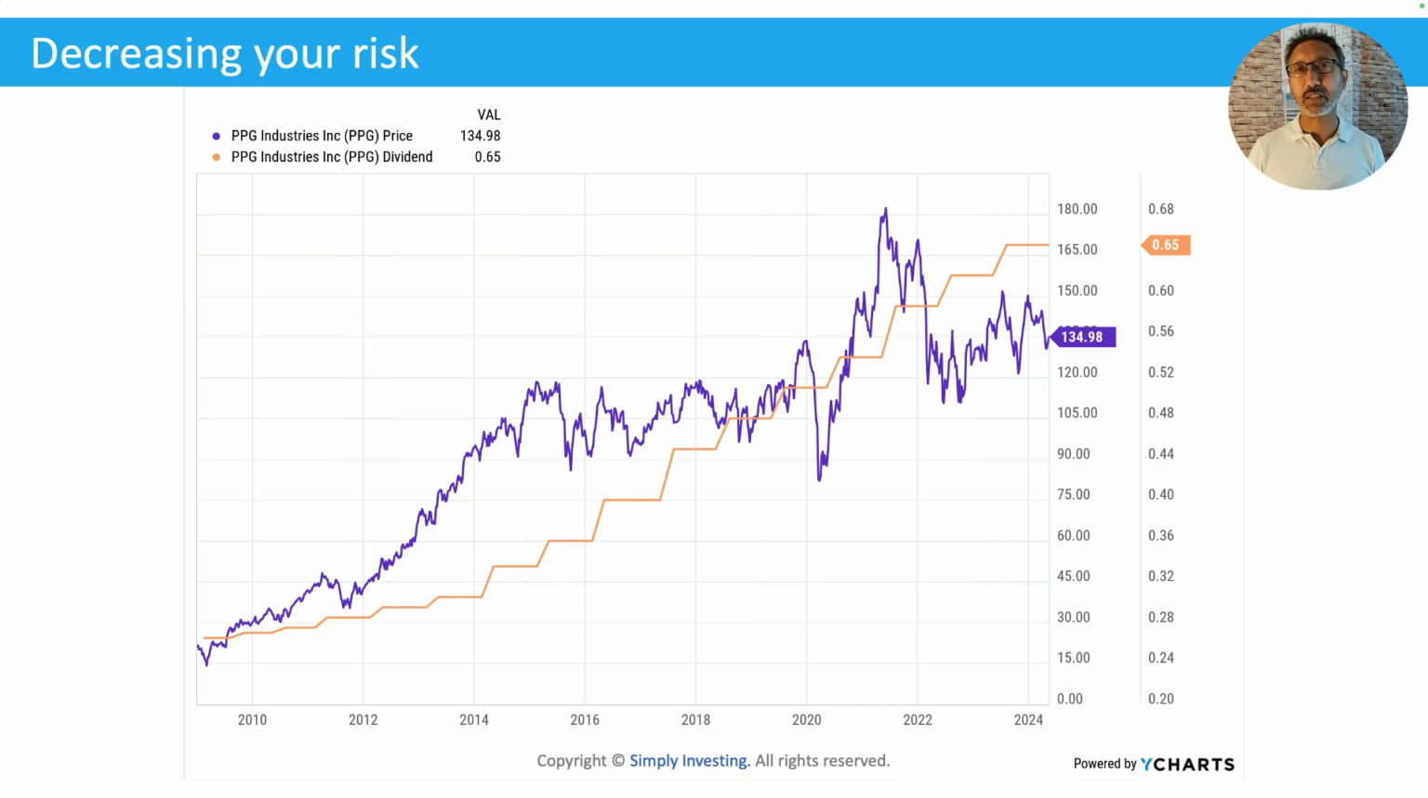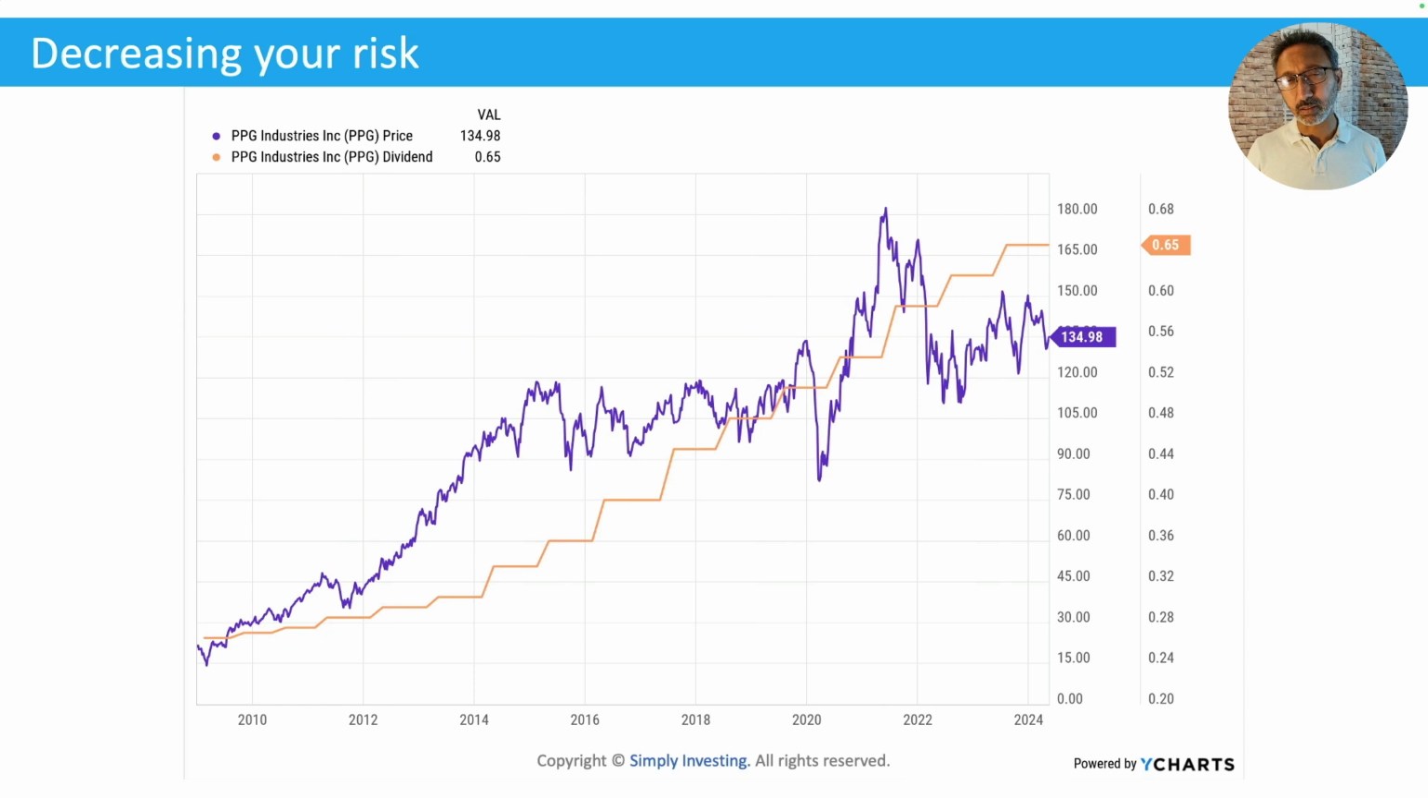But what is happening to the dividend when the share price tanks? Well, you can see the dividend keeps rising. That's the orange line in the graph. And you can see since 2009, the last 15 years, the dividend has gone up year after year after year.